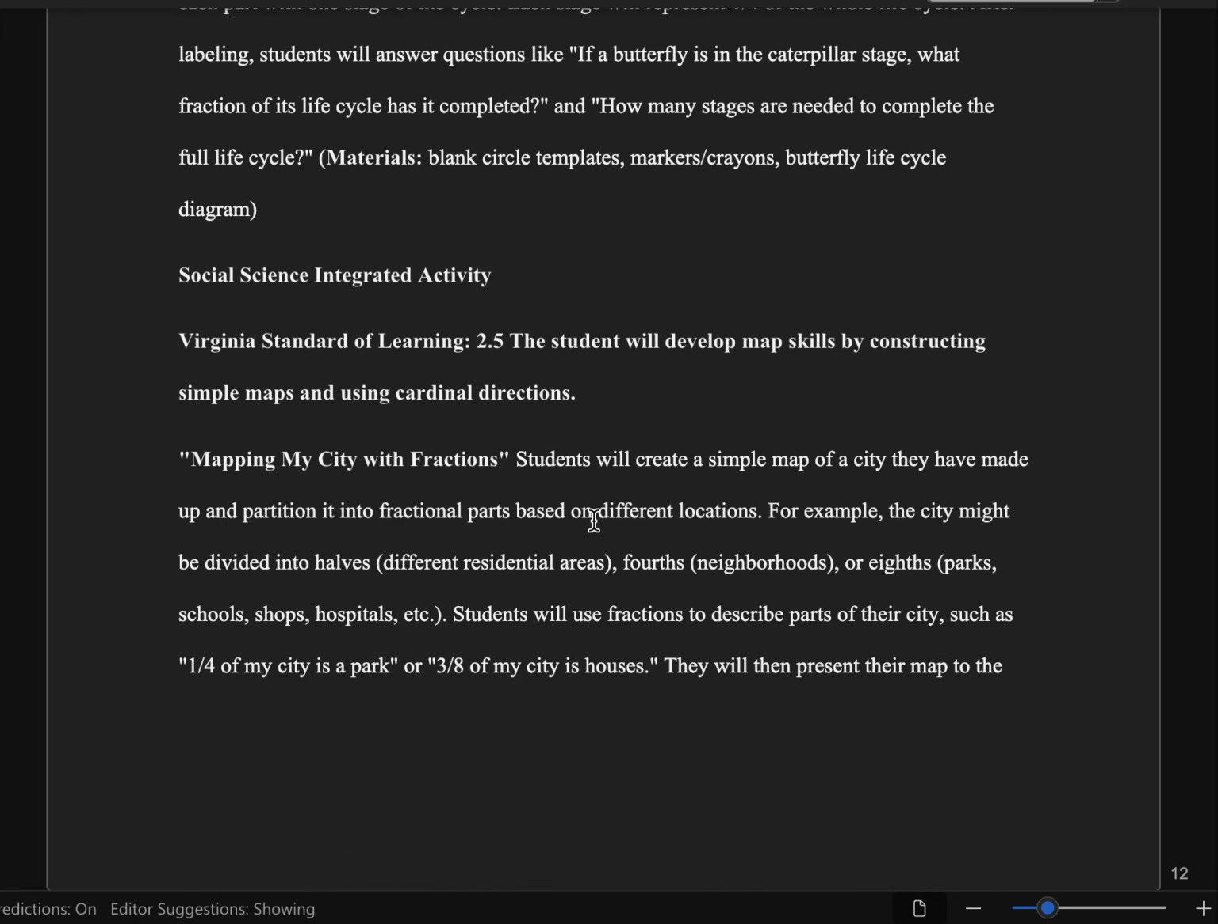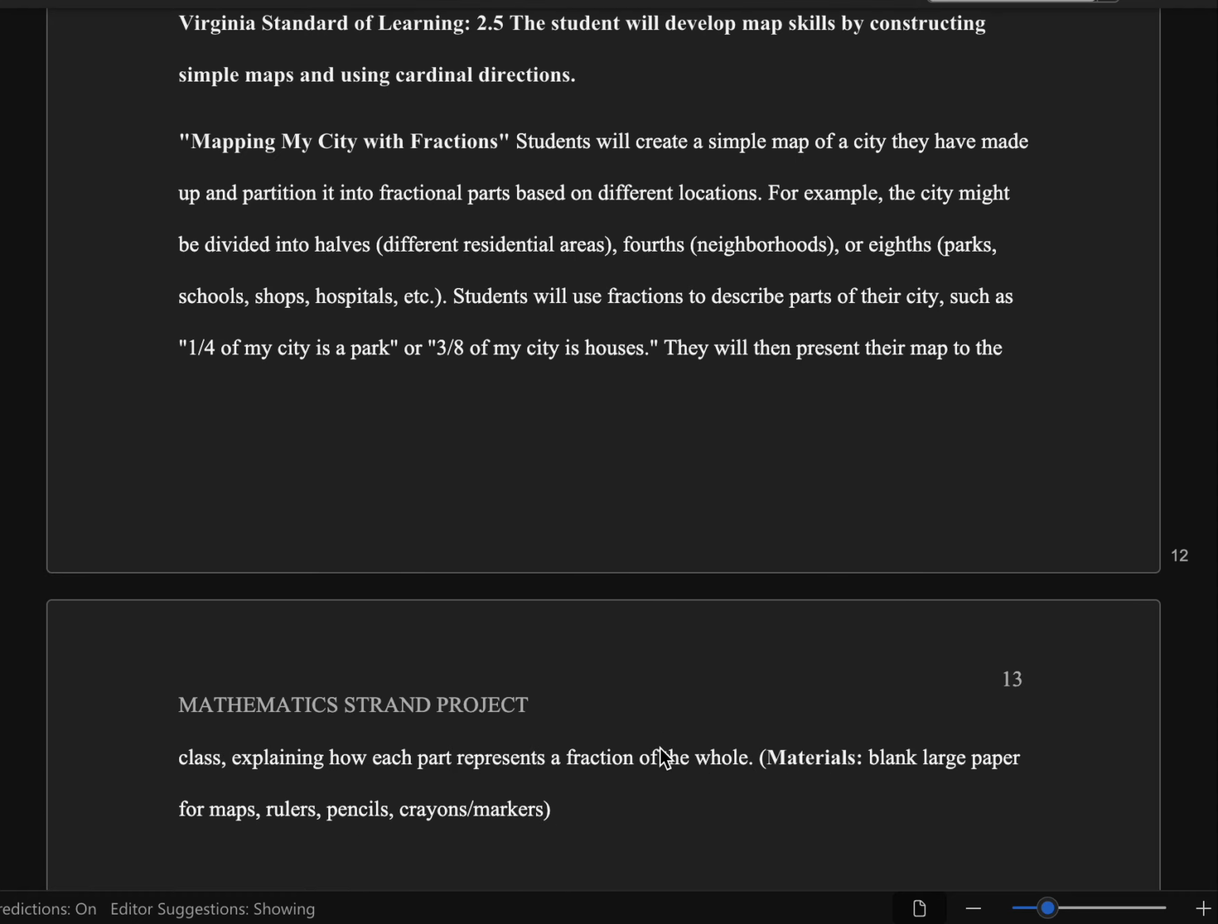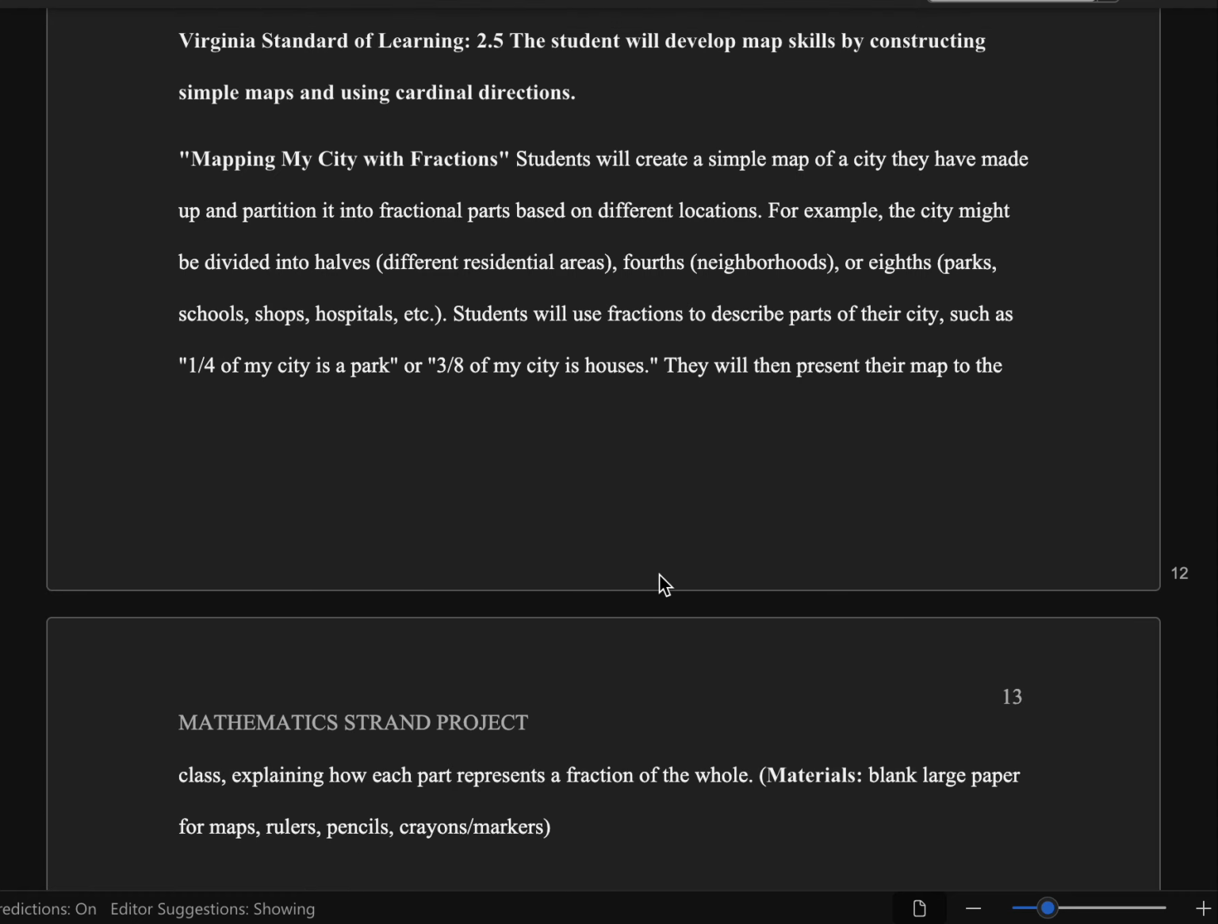Stuff like that. The social science one is for map skills. And for this one, they'll be creating their own map for a fictional city, one they want to make up. And they'll, again, divide it into fractions for different portions of their map. So it could be neighborhoods, hospitals, shops, anything like that, and be able to say, like, 3/8 of my city is houses, or they can separate it into fourths and say 1/4 of my city is a park.